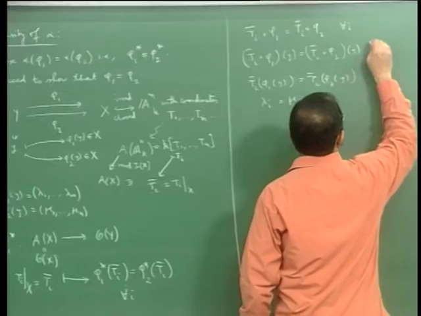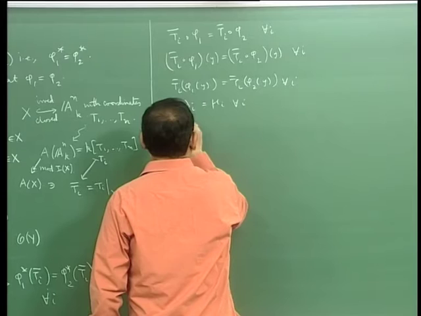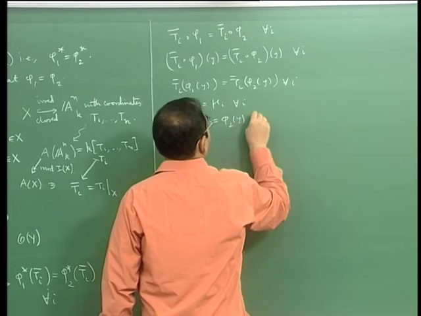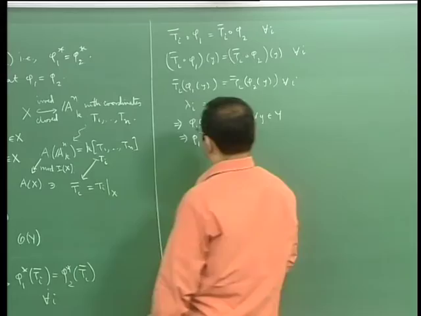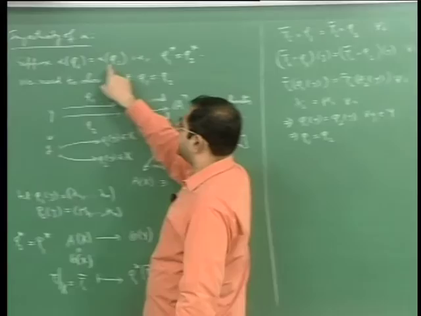And this implies that phi 1 of y is equal to phi 2 of y for all y in Y, and that tells you that phi 1 equals phi 2. So if alpha of phi 1 equals alpha of phi 2, then you get phi 1 equals phi 2, and that is injectivity.